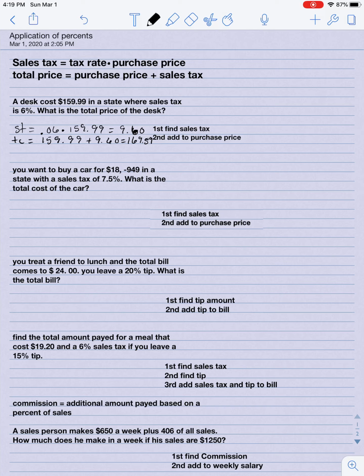Okay, and so that's what you're going to be doing to find your sales tax or your total price. You need to first find your sales tax, and sales tax is mentioned up here, that it is your tax rate times your purchase price, and then to find total, you are going to take your purchase price plus your sales tax.